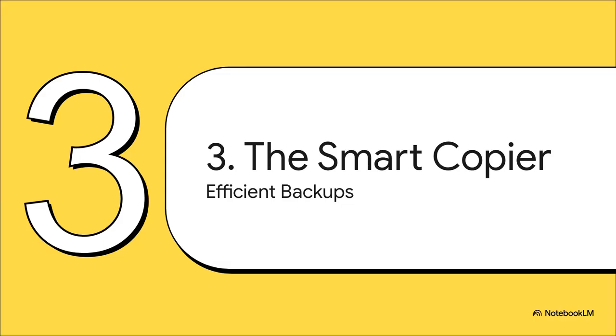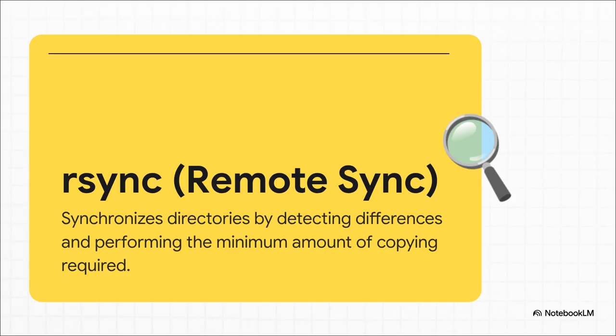All right, we've shrunk files, we've bundled them. Now for the final boss level, backups. Specifically, how do we keep a backup perfectly in sync without having to copy everything every single time? For this, we need more than just a copier. We need a smart copier. And that's where rsync comes in.